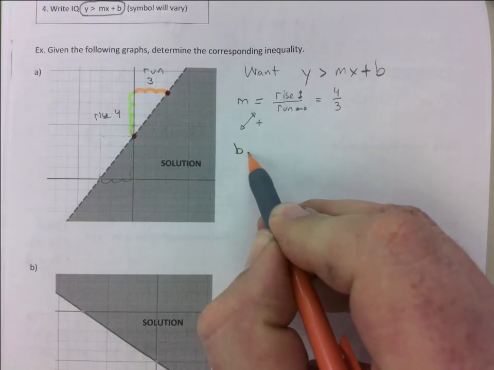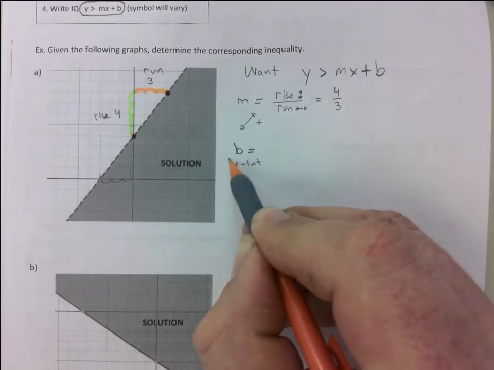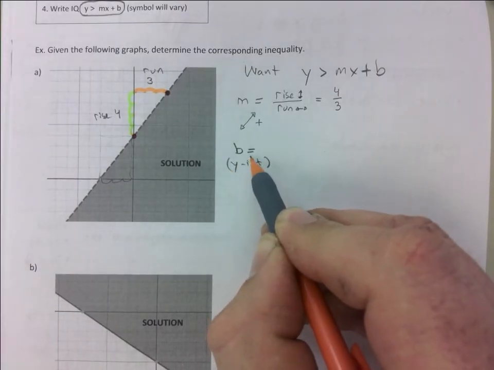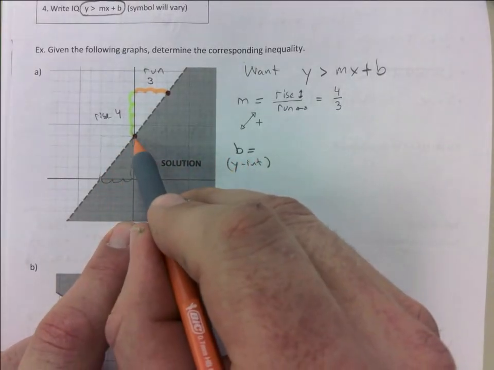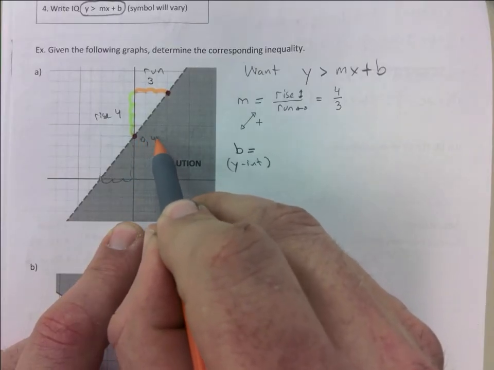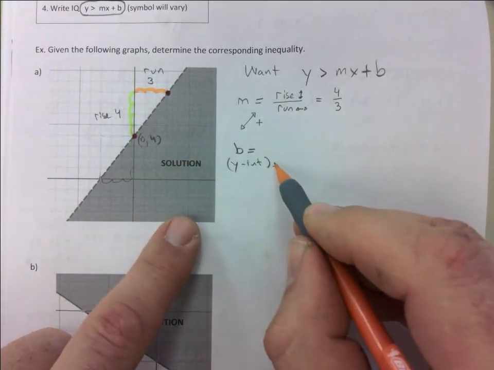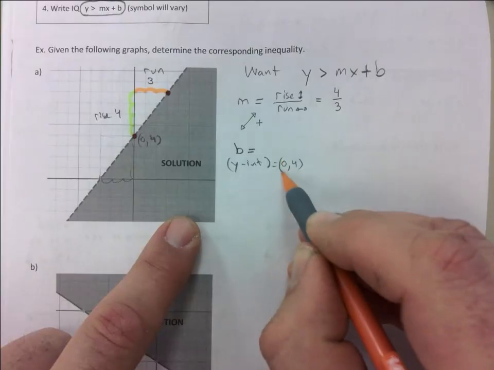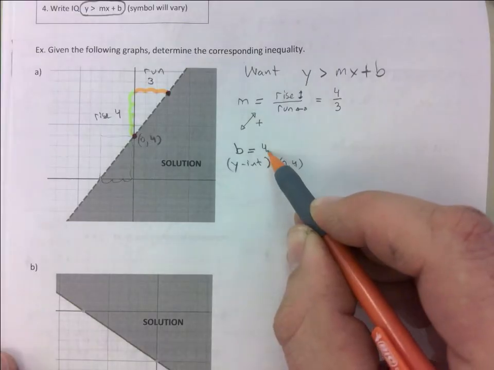What is B? B is the y-intercept. Okay? You need to know what the y-intercept is. In this case, it flat out gives you that information right here. This would be what? 0, 4. This is 0, 4. So if the y-intercept is 0, 4, then B is just the y value of that. Okay?